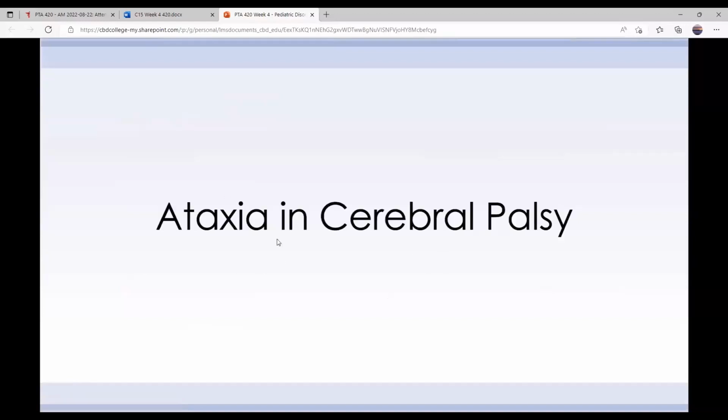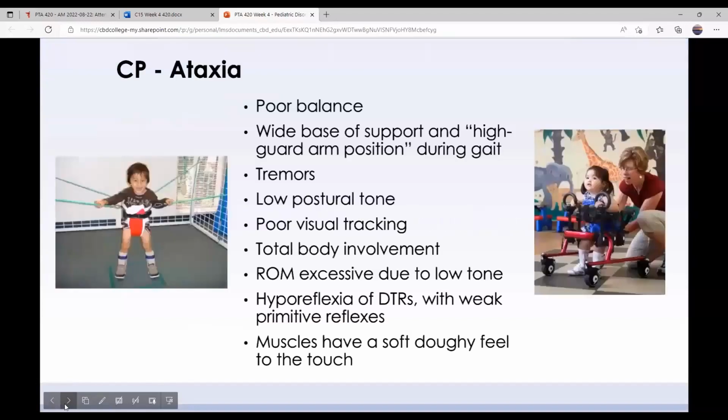Okay, yes, ataxic, we're going to have this group talk to us about. Okay, so what our group came up with is a patient who is a 2-year-old female diagnosed with ataxic CP due to damage in the cerebellum during birth. The patient presents with poor balance and visual tracking, tremors, low postural tone, muscles that are soft and doughy to the touch, hyporeflexia, wide base of support, and a high guard arm position during gait.